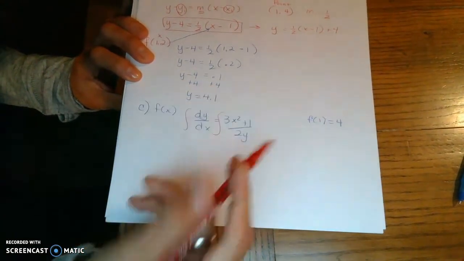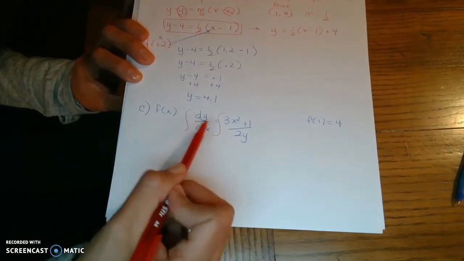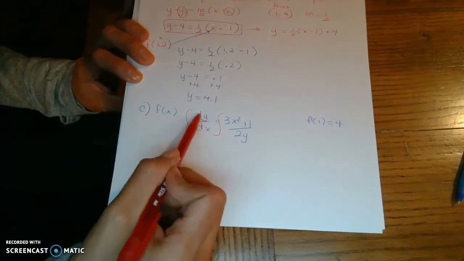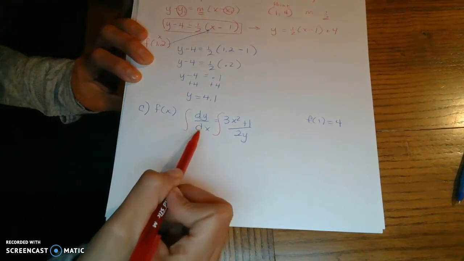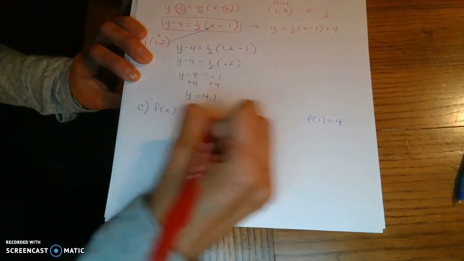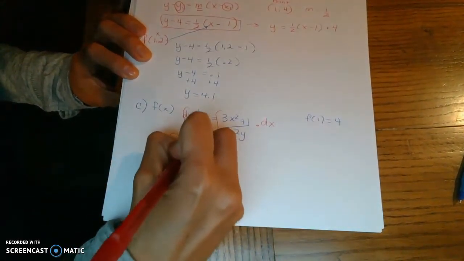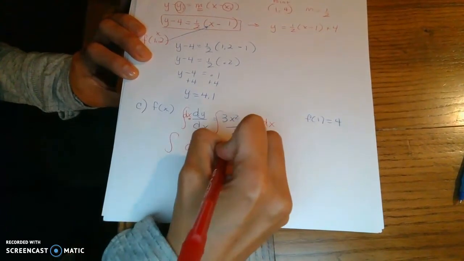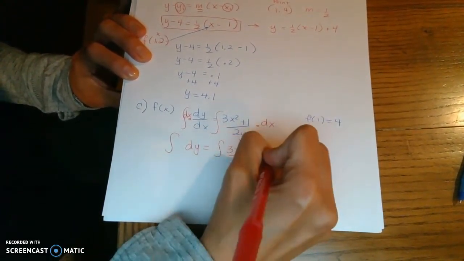By now, we should all know that we cannot integrate when we have two variables on the same side, okay? You cannot have two variables of integration with the same integral sign. So we need to move it. So what I've been doing is I multiply by dx on this side, and I get that dy is equal to 3x squared plus 1 over 2y dx.